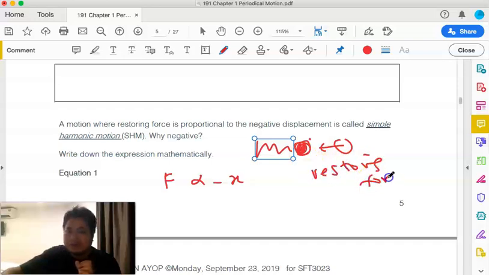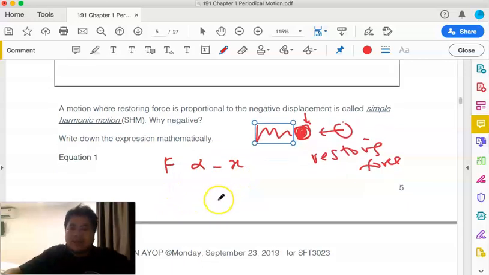Restoring force. This restoring force always restores the system to the equilibrium point. When the mass goes to the right, the force restores it to the equilibrium point, and if the mass is to the left, the force restores it again to the equilibrium point. So that is the function of this restoring force. Since this is our mathematical expression, we can make a statement that the force is proportional to negative displacement, and we can make an equation from it.